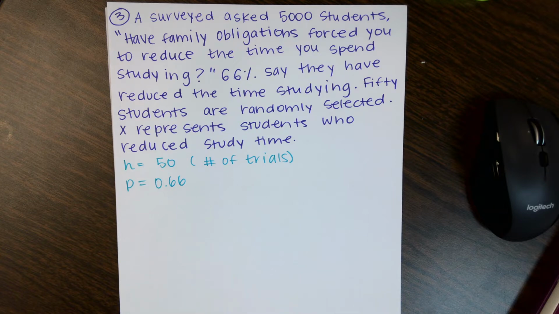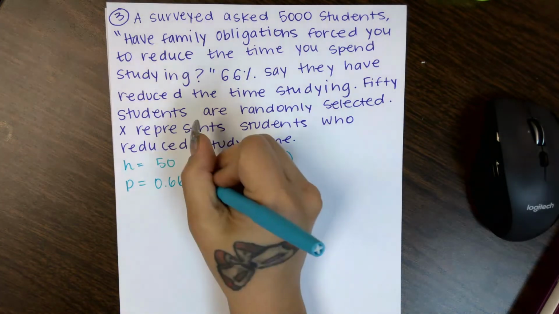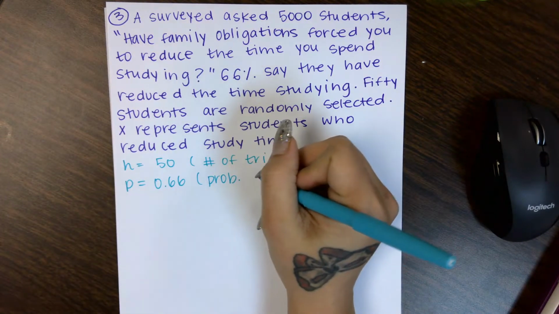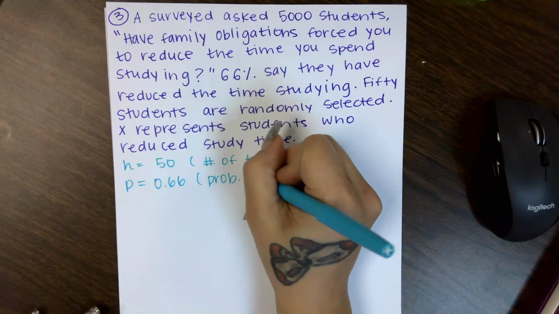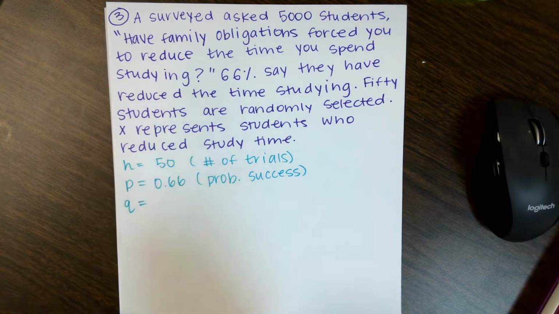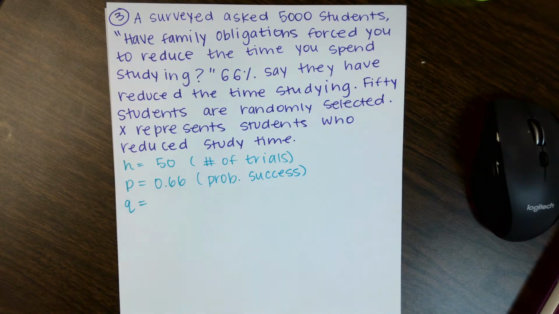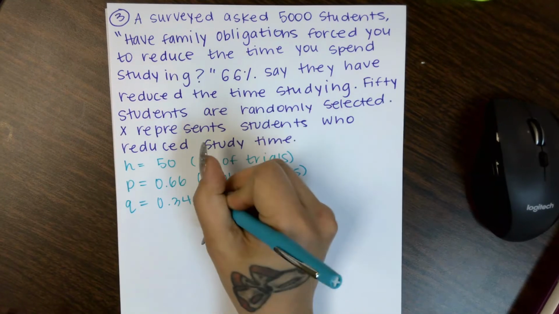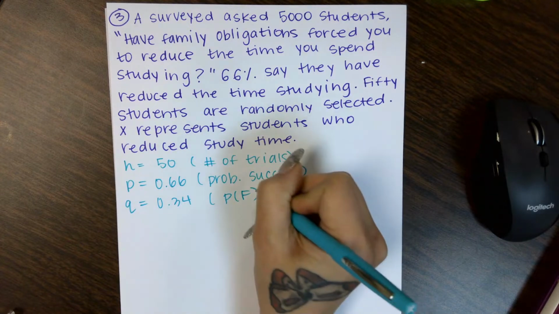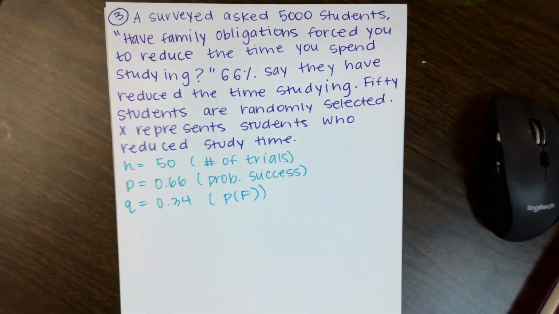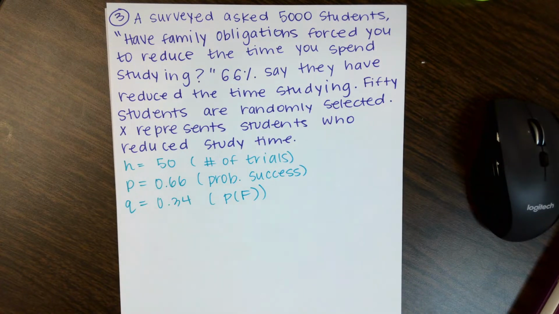Okay, so probability of success, that's my 0.66. I should have just written P of S, because that's probability of success. And then it wants to know, what's my Q? Q is probability of failure. 1 minus 0.66 is 0.34. This is probability of failure. Look at that shorthand. It's my favorite thing in the world, acronyms and making something as tiny as possible.